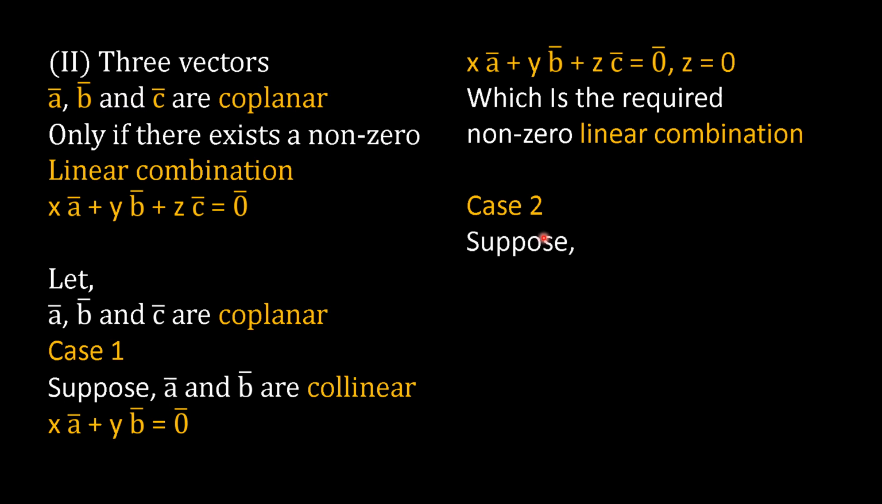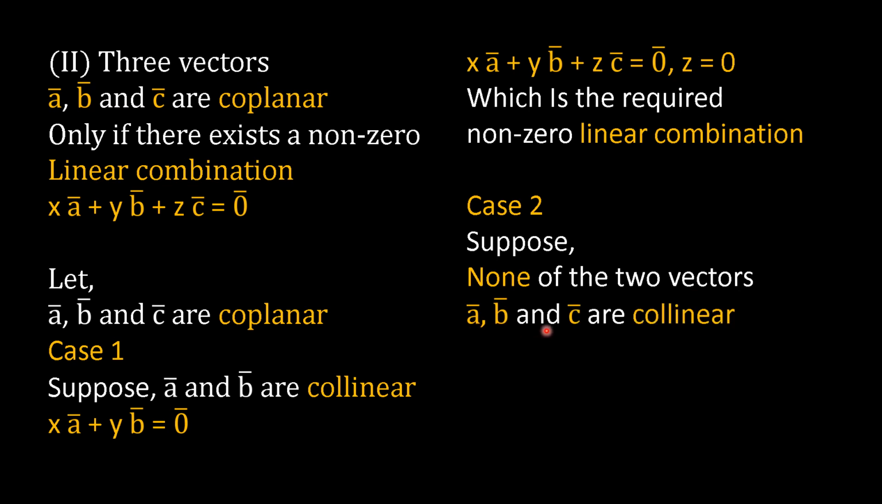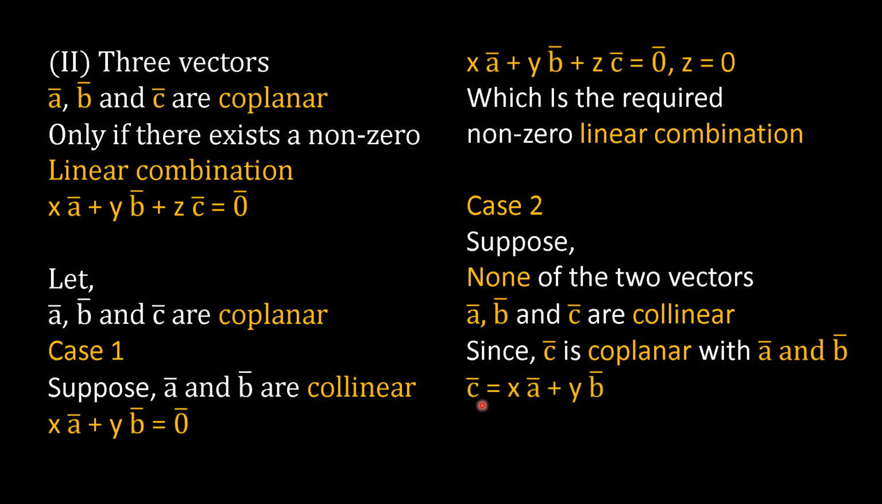In case 2, we assume none of the two vectors A bar, B bar and C bar are collinear. But we know that C bar is coplanar with A bar and B bar. So we write C bar equals x A bar plus y B bar. That is x A bar plus y B bar plus z C bar equals a zero vector where z is -1.